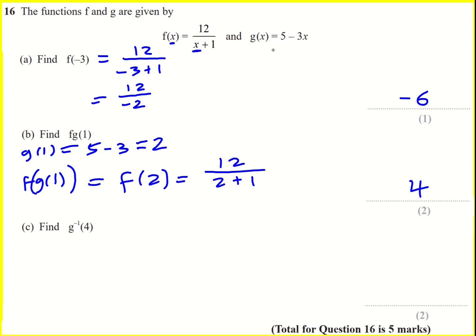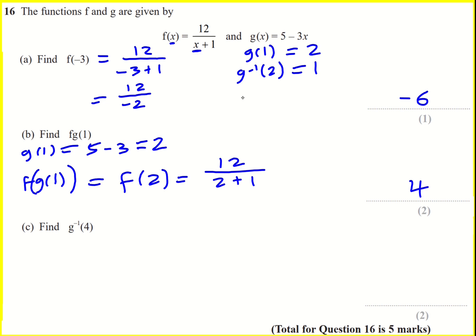For example, I know when I put 1 in, if I do g of 1, then I get 2, because that's what we did in part B. It actually follows then that the inverse of g, when we put 2 in, will give us 1, because g and its inverse are doing opposite things. G takes 1 onto 2, inverse takes 2 back to 1.